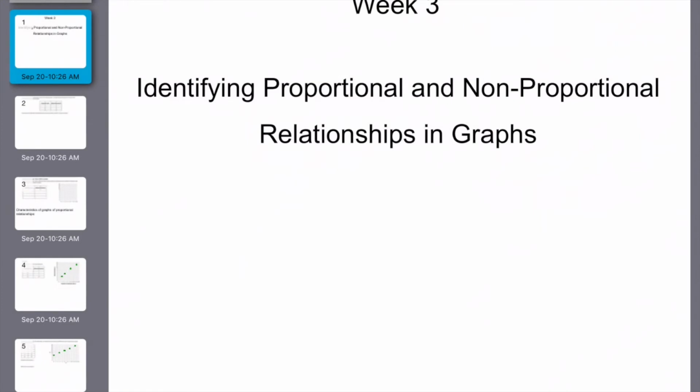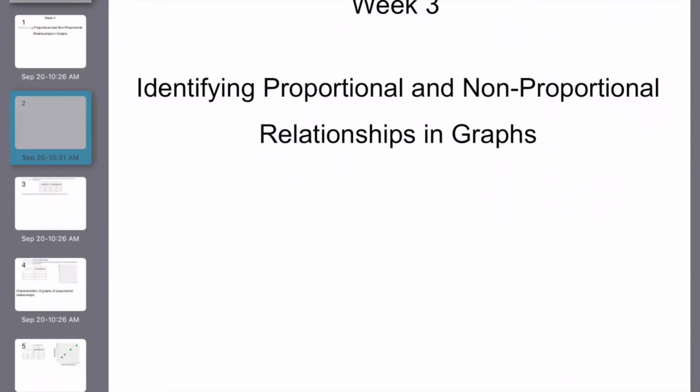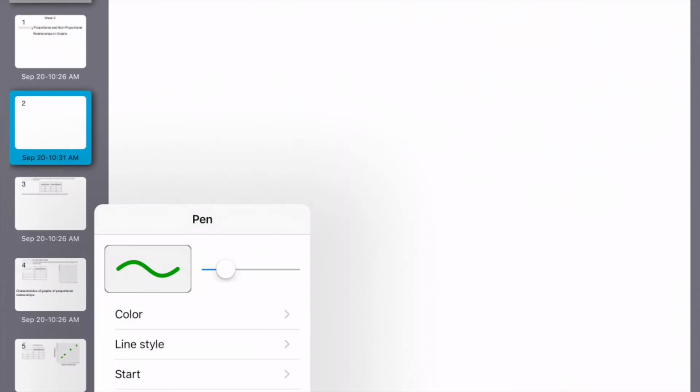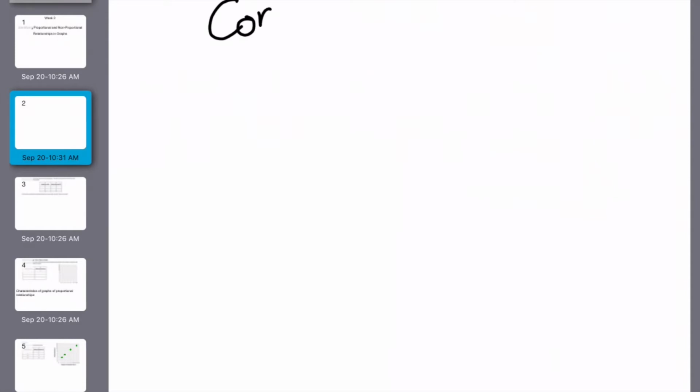All right, everybody. This week we're going to be talking about identifying proportional and non-proportional relationships in graphs. Now, last week we talked about identifying proportional relationships from tables, and part of that was because the thing that we were looking for was the constant of proportionality. So let me write that out one more time. Constant of proportionality.